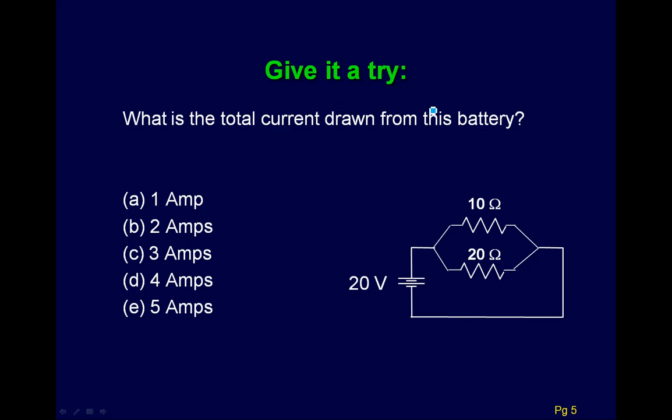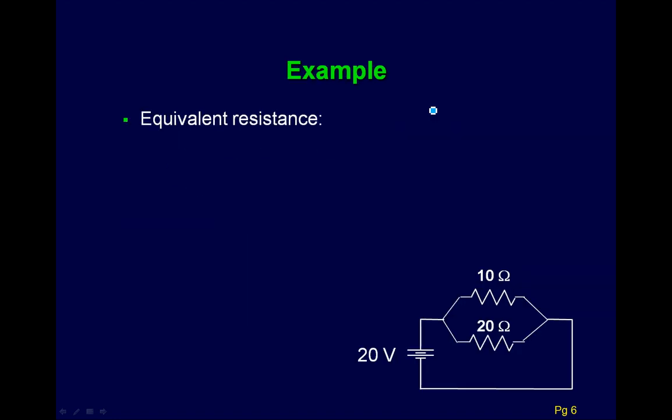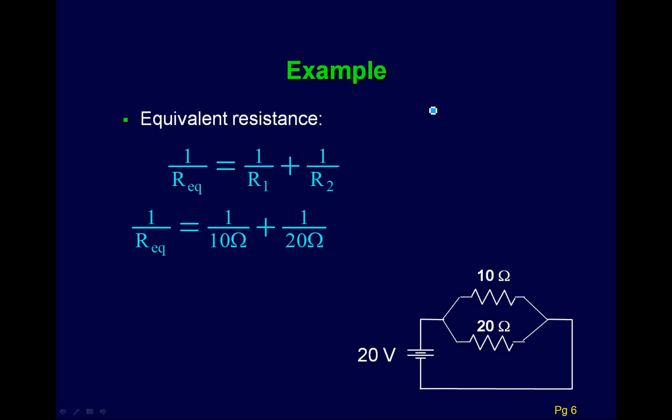All right, so here's an example. Why don't you give this one a try? What is the total current drawn from this battery? We'll pause this and give it a try. All right, I got that the total current was 3 amps. One way to do this is to look at the equivalent resistance. So we do 1 over 10 plus 1 over 20, and when I solve for R equivalent, I get 6.67.